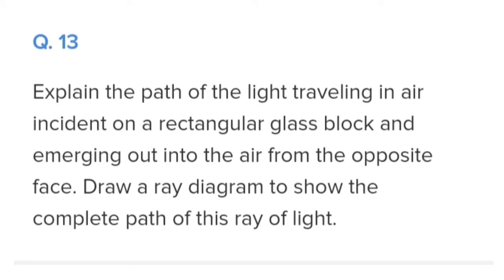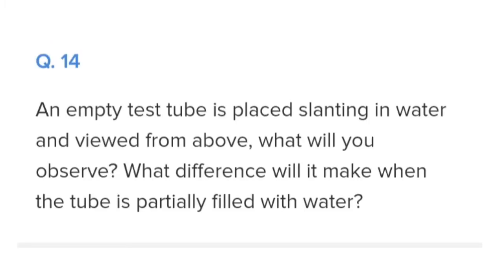Explain the path of light traveling in air incident on a rectangular glass block and emerging out into the air from the opposite face. Draw a ray diagram to show the complete path. An empty test tube is placed slanting in water and viewed from above. What will you observe? What difference will it make when the tube is partially filled with water?